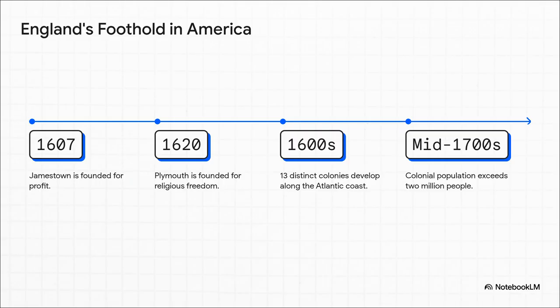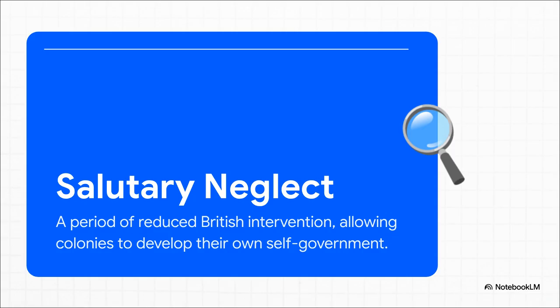Over the next century and a half, 13 totally distinct colonies start to take root. They had different origins, different purposes, but over time they started to develop this shared identity, really forged by distance and circumstance. For decades, Britain practiced something historians call salutary neglect. What does that mean? Well, essentially, they were just too busy with problems back home to micromanage the colonies.